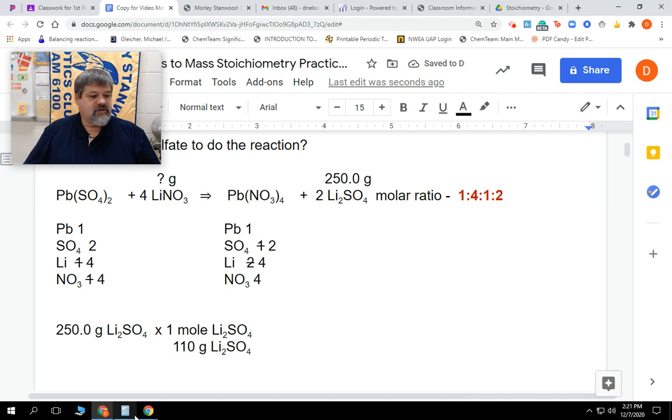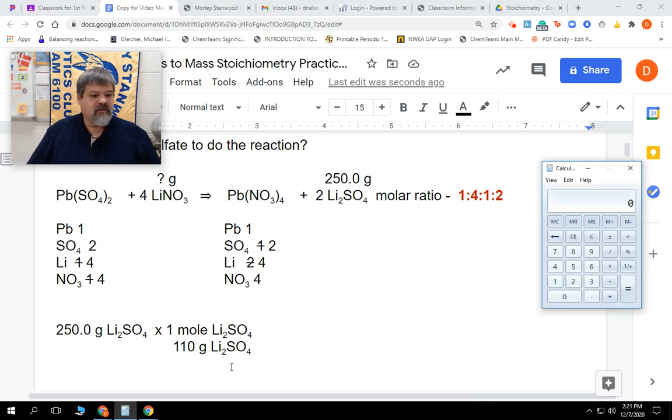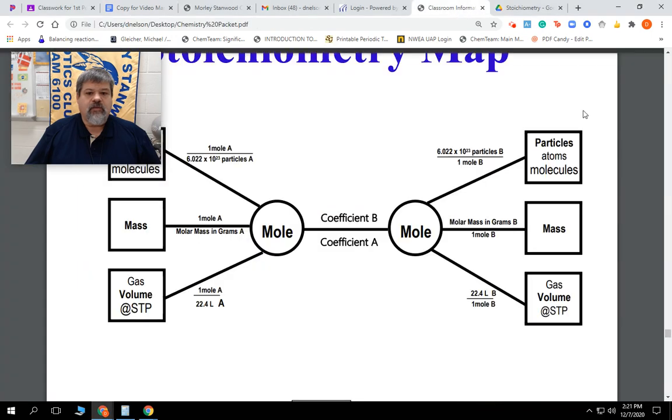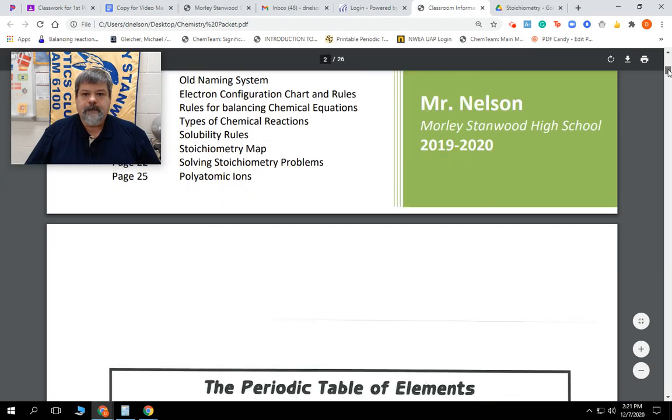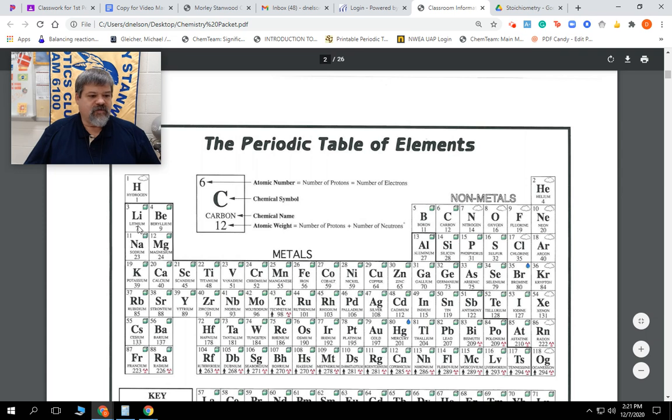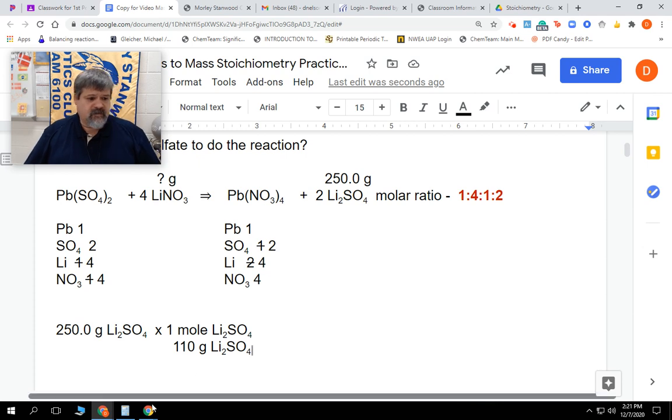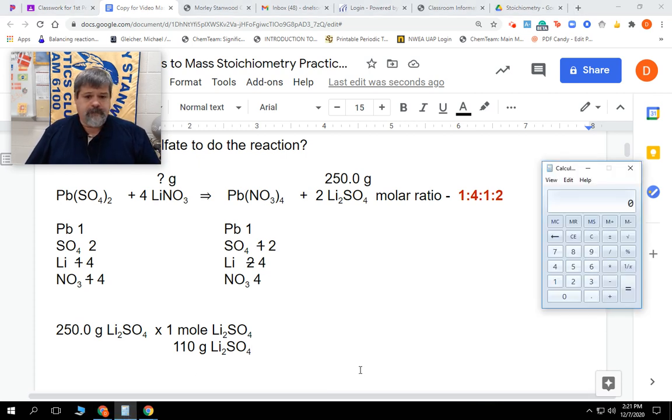Li2SO4. Okay, let's double check that, like we always do. So lithium, if I go back to my periodic table, lithium is 7, which is good. Then we have 32 for our sulfur and 16 for our oxygen. So it looks good to where we're at. So let's do the math again. Lithium was 7 plus our 32 for our sulfur plus our 64 for our oxygen, and that's the total for that.